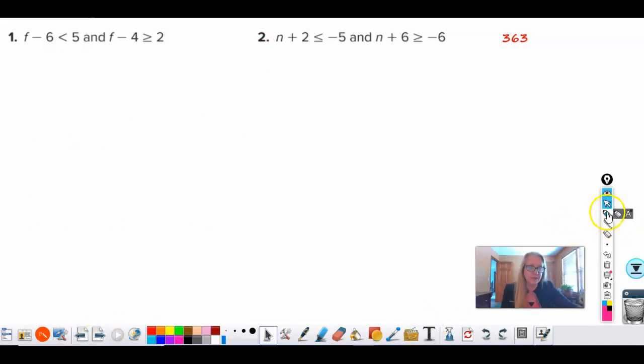All right, I'm going to show you an example of what you would do. Let me get this pen set up. I'm going to go skinny dot, and we'll go with black ink for now. All right. Let's see how this goes.